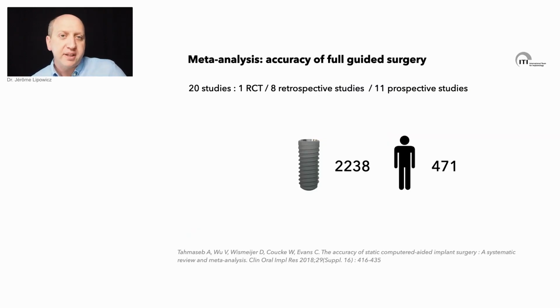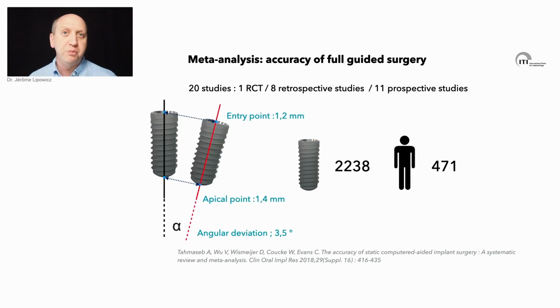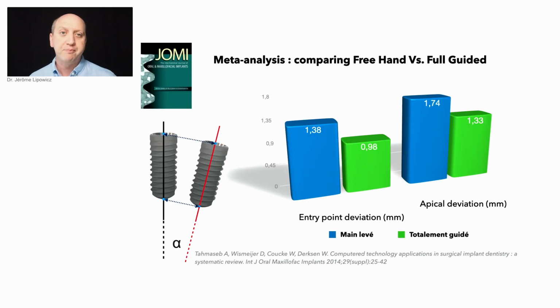In the 6th ITI consensus conference in 2008, the proceedings of the 7th conference that just happened last month are not released yet. In the 6th ITI consensus, there are 20 studies, but only one RCT, which has the highest grade of evidence, with 2,238 implants and 471 patients included. We got 1.2 millimeter deviations at the entry point, 1.4 at the apex, and 3.5 degrees angular deviation. They may look like tiny numbers, but in fact, those are very significant.